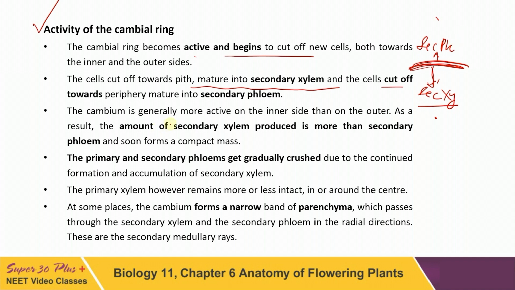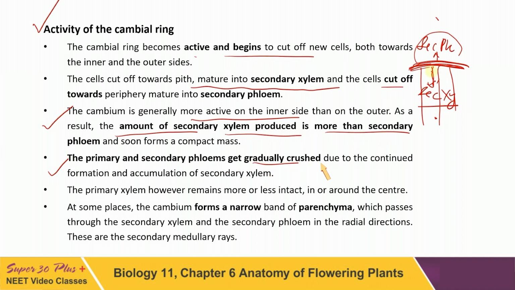The cambium is generally, and this is a very important point, more active towards the inner side, so more tissue is added towards the inner side as compared to the secondary phloem. Therefore, the amount of secondary xylem produced is more than the secondary phloem. Come to the next point: primary and secondary phloem gradually get crushed.